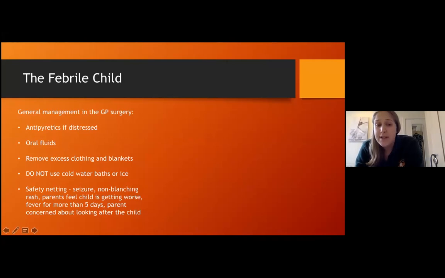And then safety netting, so this is especially for the amber criteria where you think they're probably okay, but you want the parents to keep an eye on them. So you should be telling the parents that if they develop any of the following, they should either bring them back or go straight to A&E. So if they're getting things like seizures, non-blanching rashes, the parents specifically think the child's getting much worse, and there's a fever for more than 5 days, or the parent is particularly concerned about looking after the child, you're going to take that as quite a worrying sign.